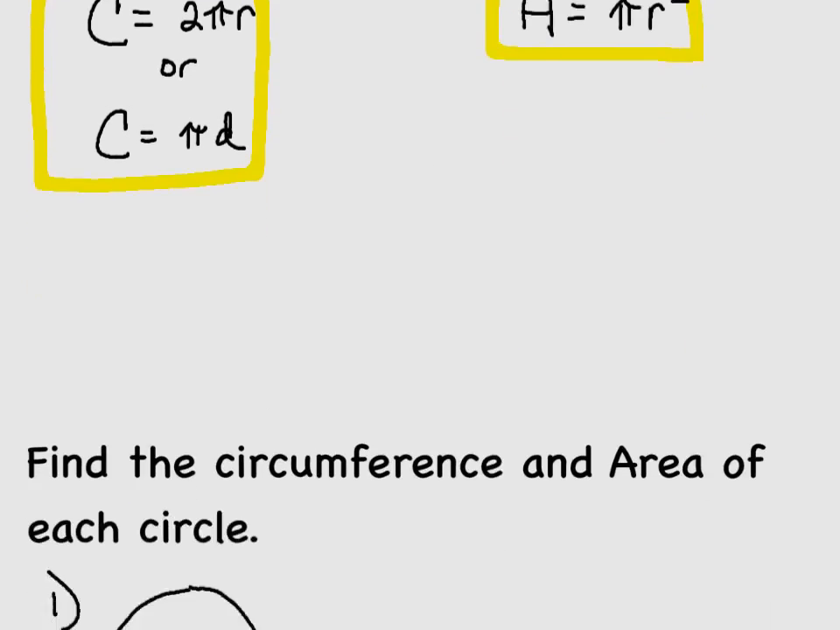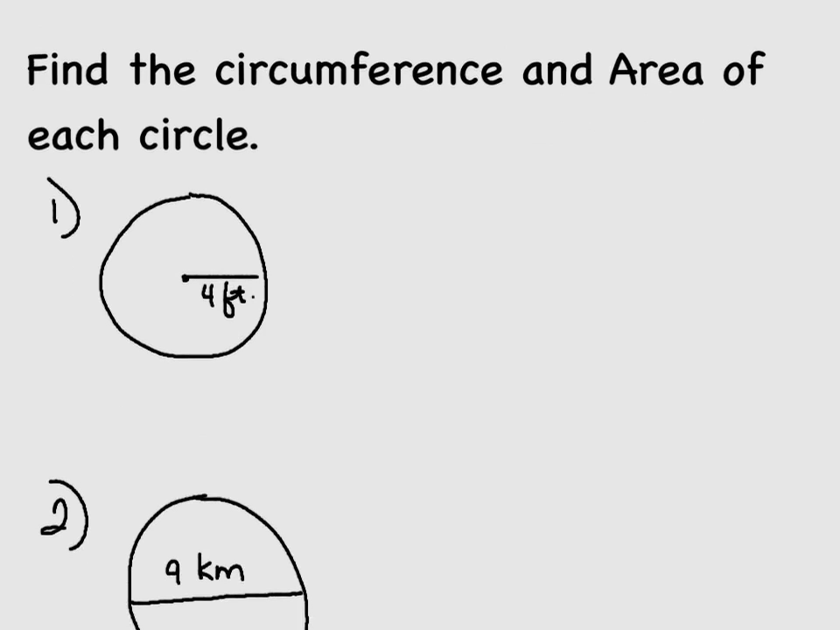Okay, let's practice. For the following problems, we will find the circumference as well as the area for each circle. Please make sure you have a calculator. So the first thing we are going to do is copy down the figure. It's a circle, and we are given the radius of 4 feet, so we can label that as R. We are finding circumference as well as area, so there will be 2 answers for each of these.